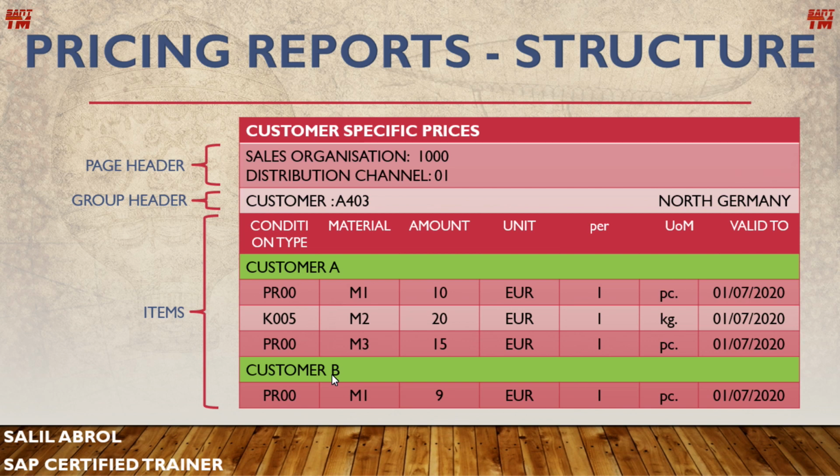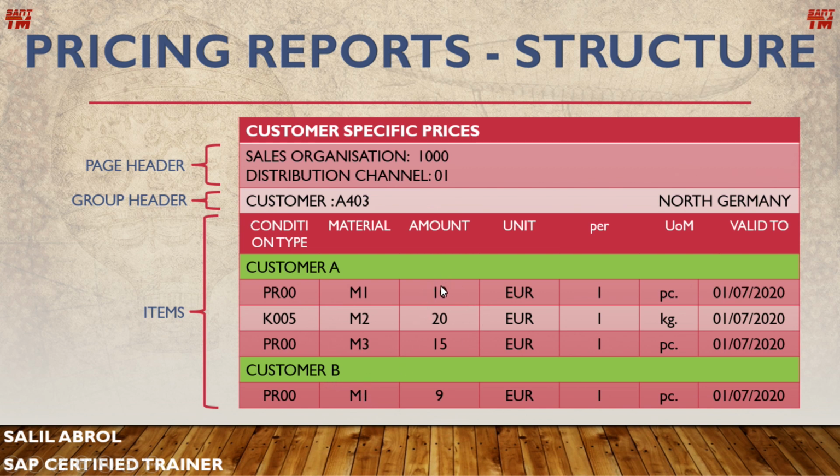I hope it is clear to you what pricing reports are and what their structure is. This is called the analysis of condition records only. The condition records give us the final price of the product. I hope you agree on this. After analyzing the condition records, we get the final price of the product. So here is the final price of material M1 for this customer, and here is the final price of that material M1 for this customer.